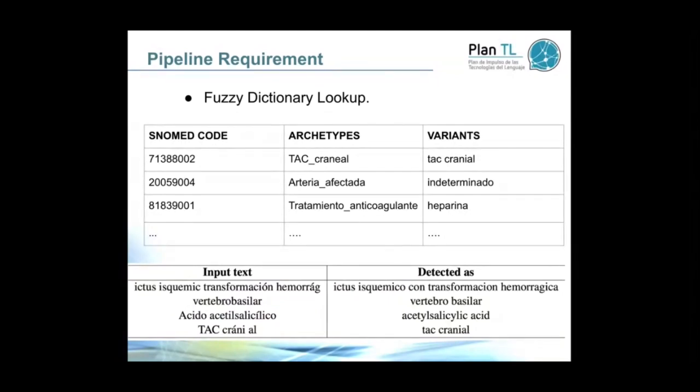As you can see in the second table, for example in the last row, we have the term cranial, but there is a typo, a space between I and L, and the fuzzy dictionary lookup can still detect it as cranial. It's the same for the rest, if you look at some examples: whether it has the accent or not, or there is some replacement between characters, it can detect them. I explained that last time.